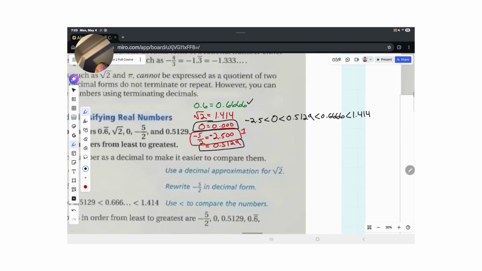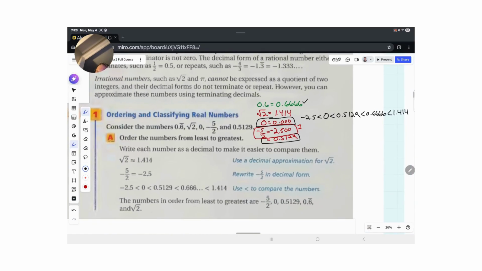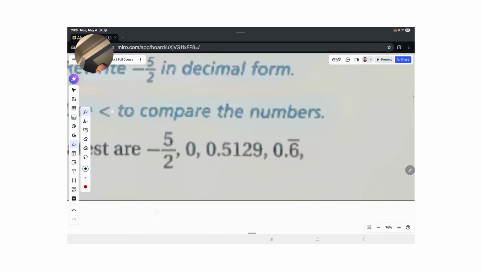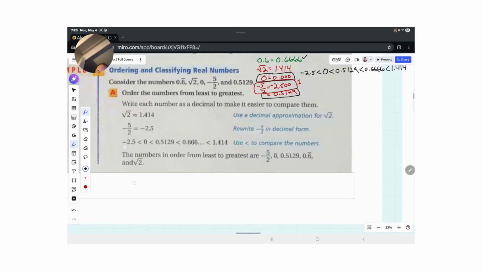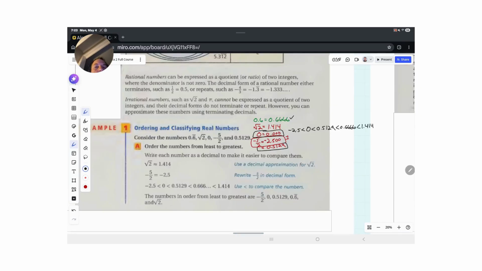So least to greatest, if we go back to our original problems, we're going to have negative 5 halves, 0, 0.5129, 0.6 with the repeating bar, and the square root of 2. Now, just remember in class, you're going to be expected to write the original forms in the final answer. So even though we did convert those in order to compare them more easily, we're not going to write down the decimal approximations in our answer unless otherwise asked. If so, then go ahead. All right, let's go on to our next problem.